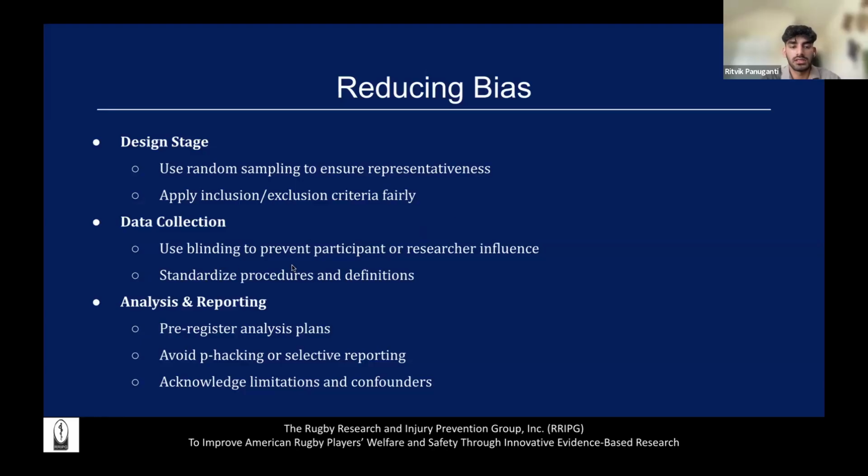Another thing you can do is standardize procedures and definitions. And lastly, during analysis and reporting, pre-register analysis plans and avoid p-hacking or selective reporting. P-hacking is basically, the p-value tells us the significance of an outcome. Sometimes researchers will play with that significance value and falsely claim that something's significant when it is not, just so the results look good. So definitely avoid that because it is very misleading. And then once again, acknowledge limitations and confounding variables.